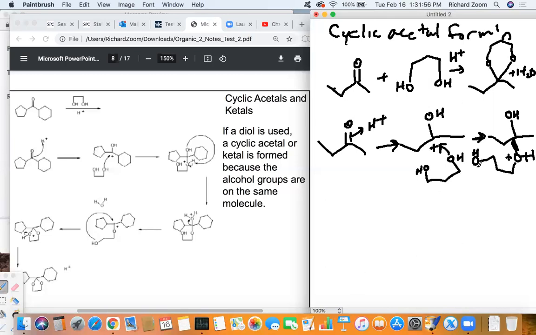Now look at the product. You can see it doesn't have this OH on it. So it's reasonable to say, well, this OH is going to have to disappear. So what's going to happen? Well, the OH is going to want to leave, and the way it can leave is by doing a proton transfer.